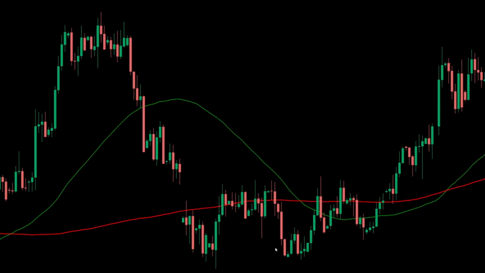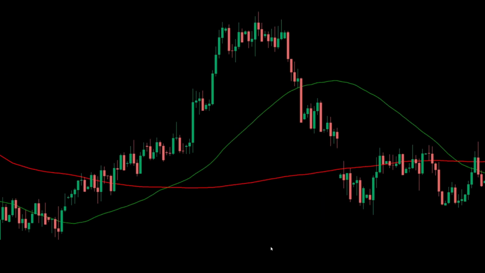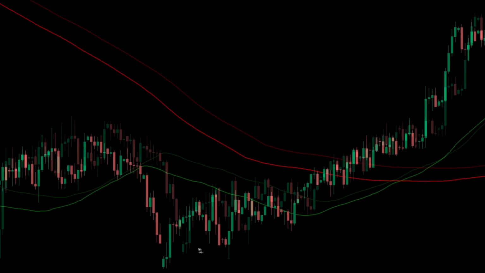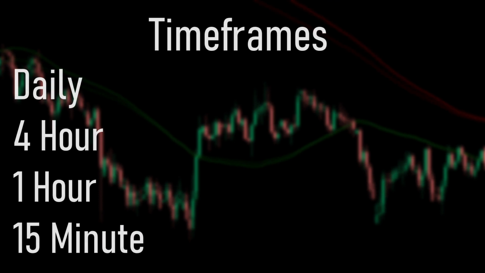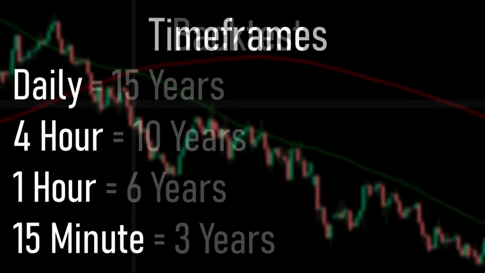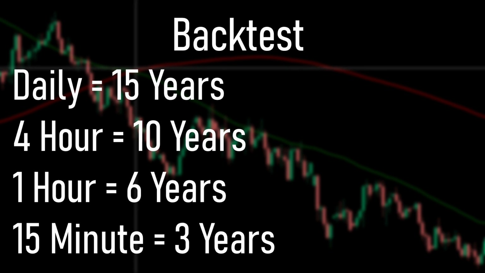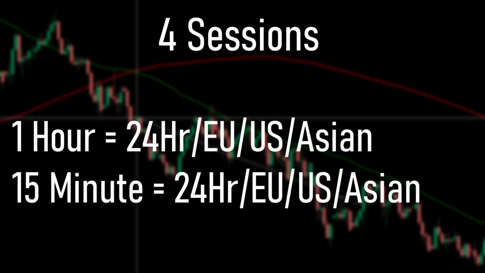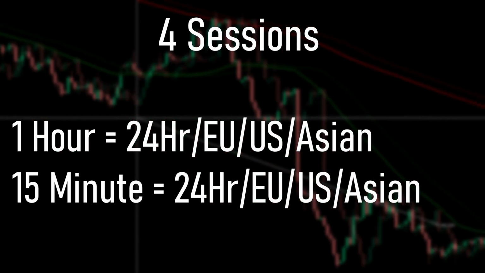So as usual, this test will span all of the 28 major pairs, multiple different timeframes, and it will be conducted across a relatively significant amount of time. The timeframes are the daily, 4-hourly, 1-hourly, and the 15-minute. Backtest duration will be from 3 years on the 15-minute and up to 15 years on the daily timeframe. The 1-hour and 15-minute timeframe will be divided into 4 sessions as well.